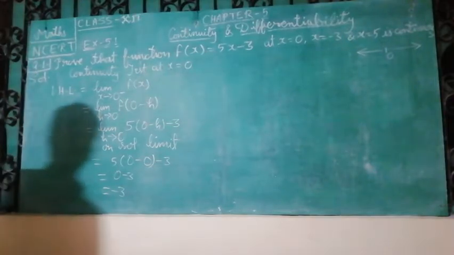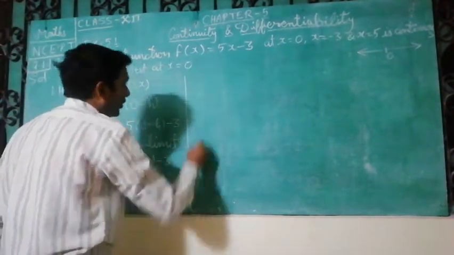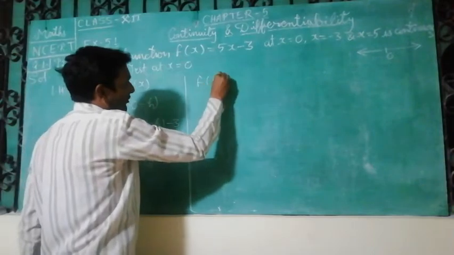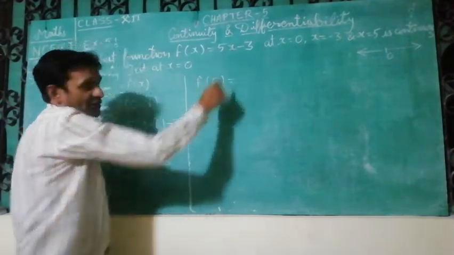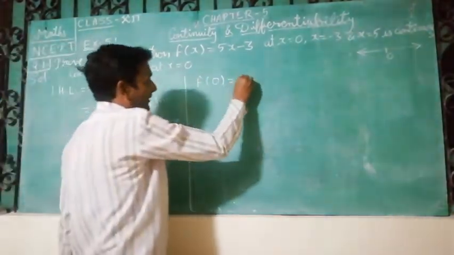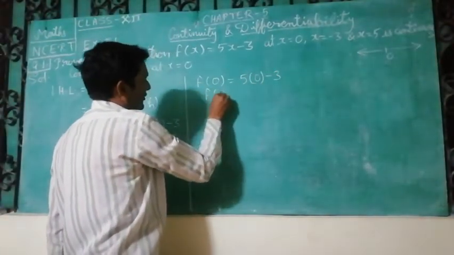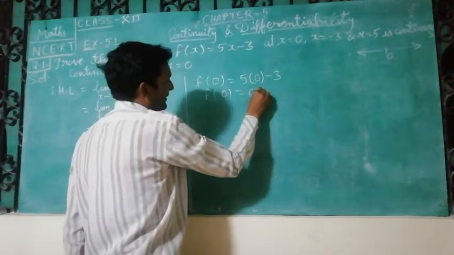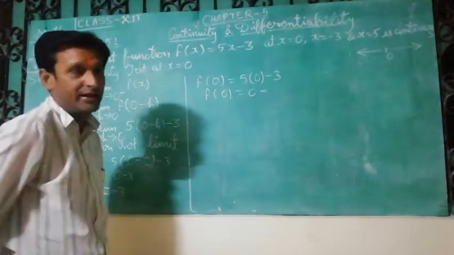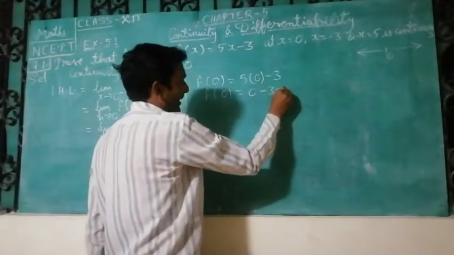Now let us find the value of f(0). For f(0), what do we have to do? We just put 0 in place of x. So it becomes 5 into 0 minus 3. So f(0) is equal to 0 minus 3, because 5 into 0 is 0 only. So 0 minus 3, which is equal to minus 3.